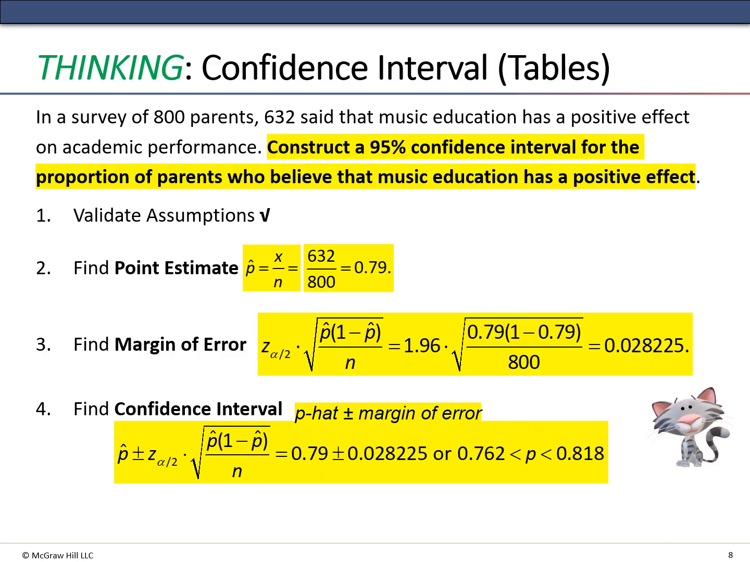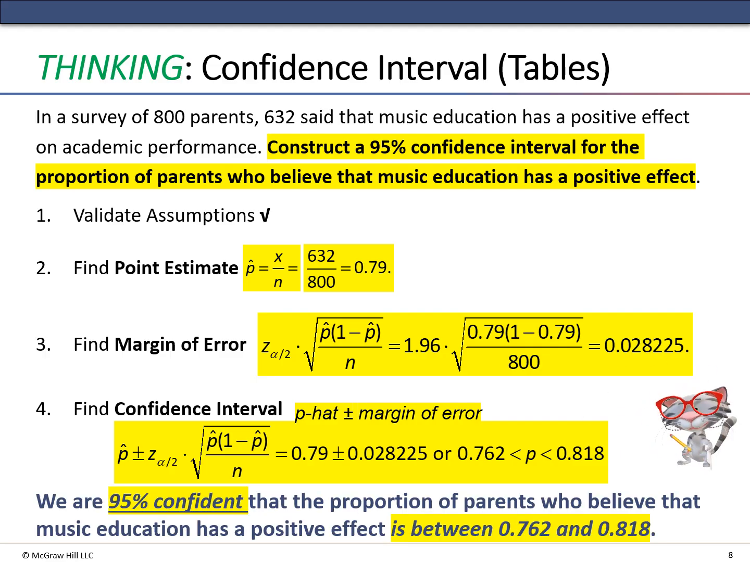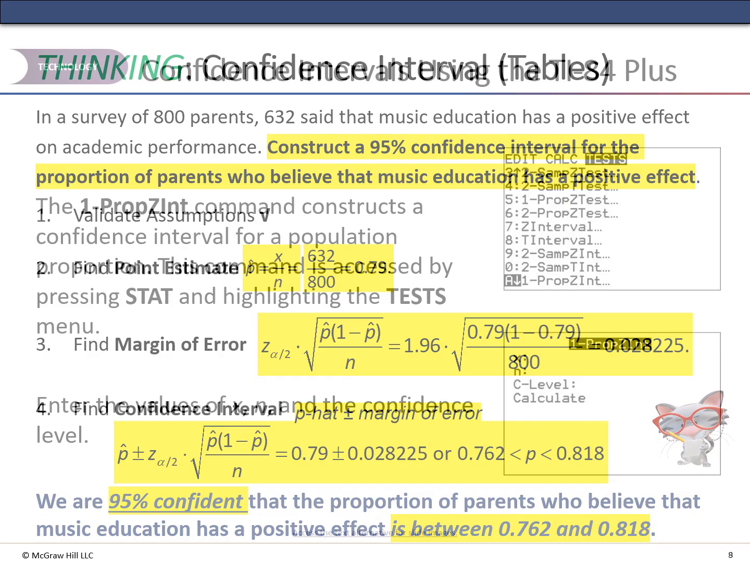And then the final thing that we do is that we make a statement about this using our confidence level. And this is exactly how we would state this. We are 95% confident that the proportion of parents who believe that music education has a positive effect is between 0.762 and 0.818. Okay.